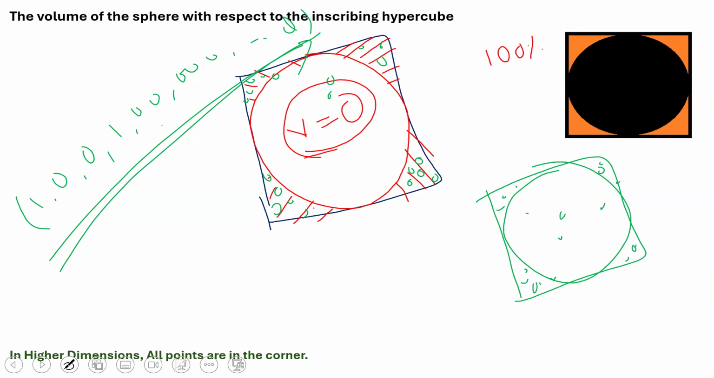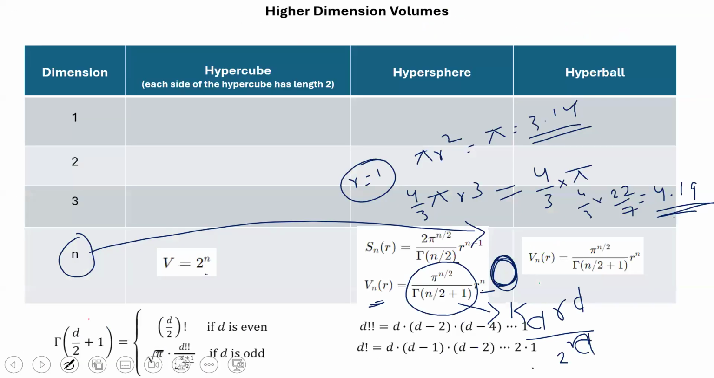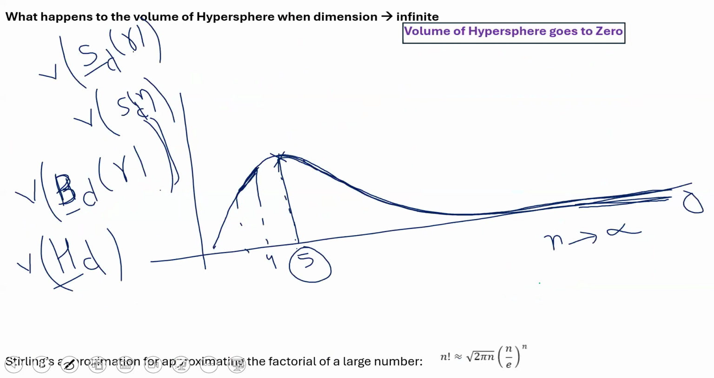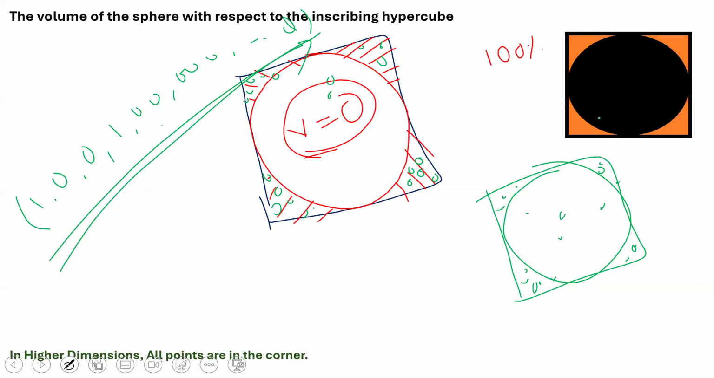The two observations that we made: the volume of a hypersphere goes to 0 in higher dimensions. And the second property is that the volume of a sphere inscribed inside a hypercube or a cube in higher dimensions is 0. We know the volume of a sphere in higher dimensions is 0. So when you inscribe this inside a square, the volume here goes to 0.